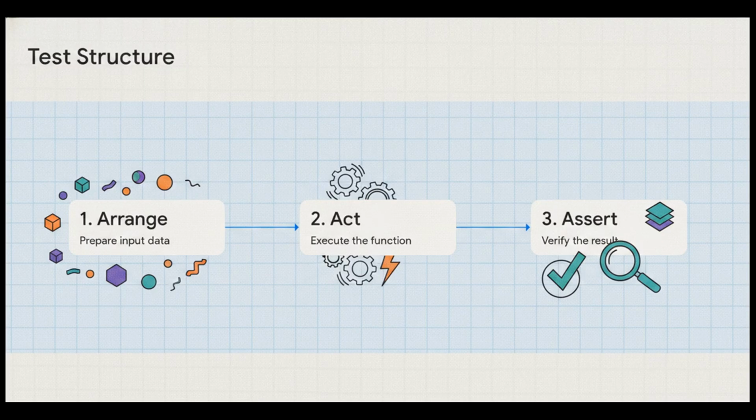Listen, every single good test follows this exact pattern. First, you arrange. You prepare your input data. Second, you act. You actually execute the function you're testing. And third, you assert. You verify the result matches what you expected. Arrange, act, assert. If you memorize this simple mental hook, I promise you'll never stare at a blank screen wondering how to write a unit test again.